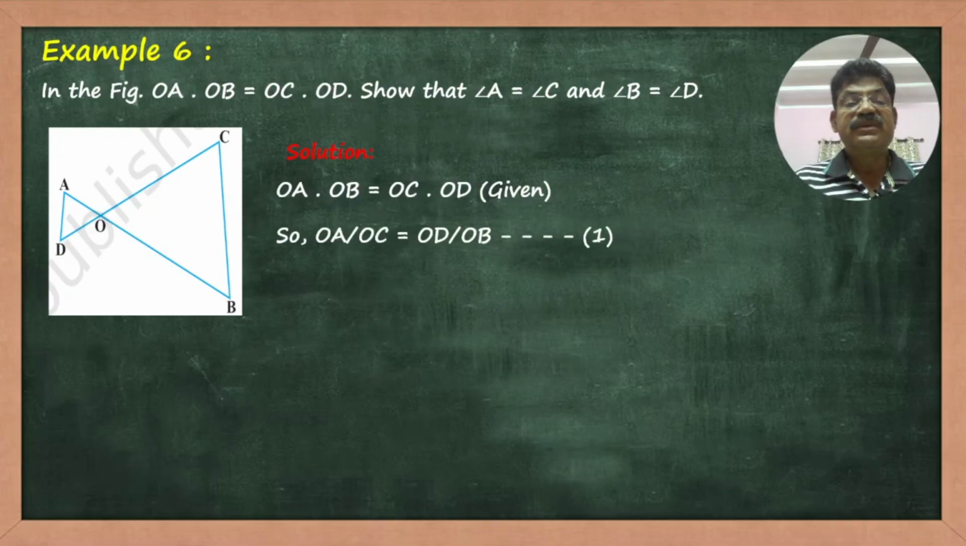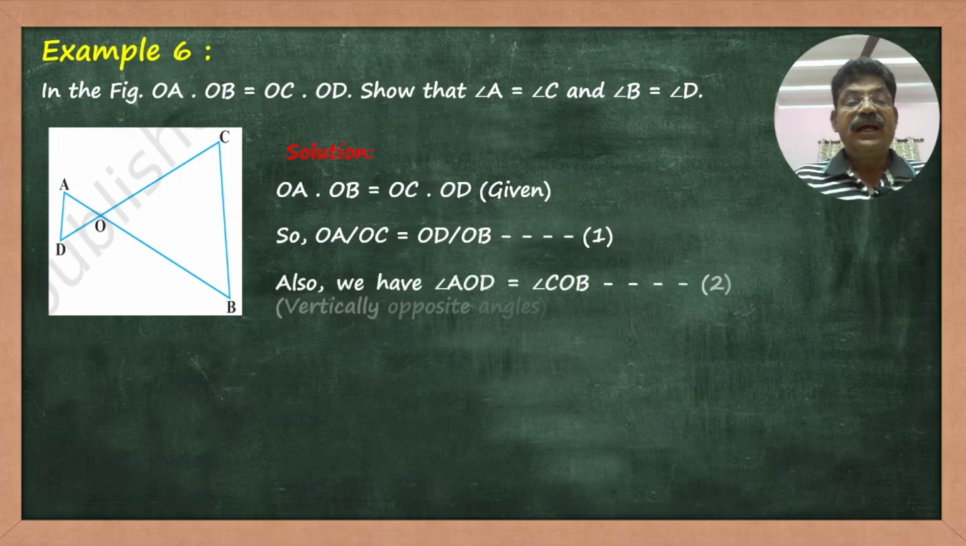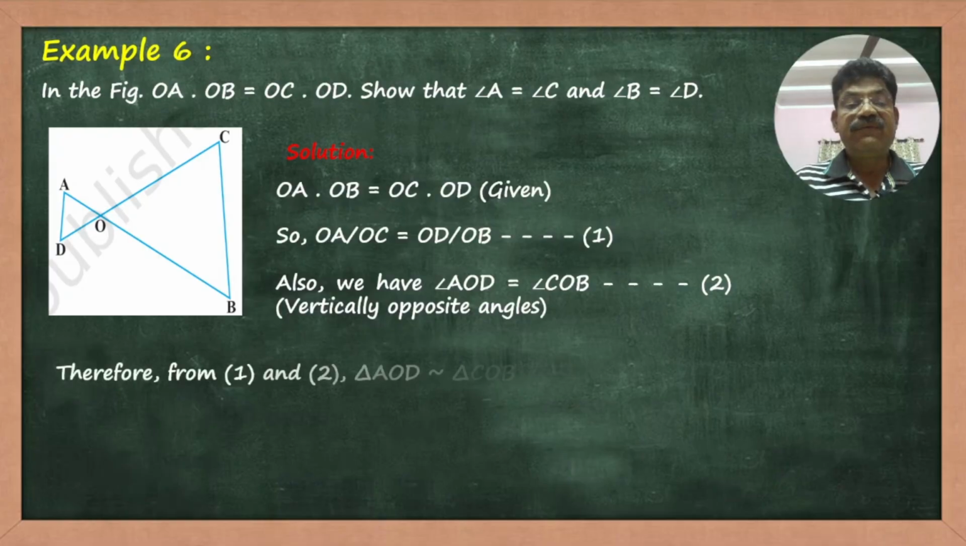Just by transposing some lengths, you get this equation. OA by OC is equal to OD by OB. You call this equation 1. Also, we have angle AOD is equal to angle COB, vertically opposite angles. Therefore, from 1 and 2, triangle AOD is similar to triangle COB.